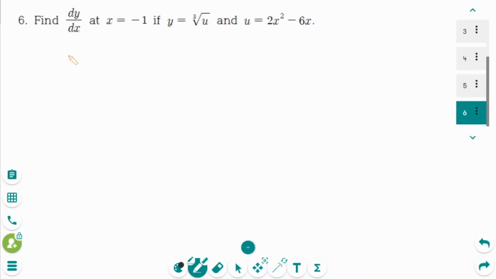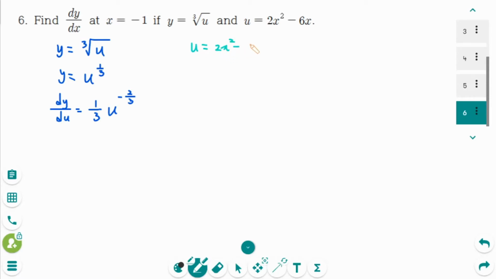Number 6, y equals cube root of u. We can rewrite as u to the power of 1 over 3. So dy/du equals, use the power rule, 1 over 3 u to the power of 1 over 3 minus 1, which is minus 2 over 3. And u equals 2x squared minus 6x. So du/dx equals 4x minus 6.